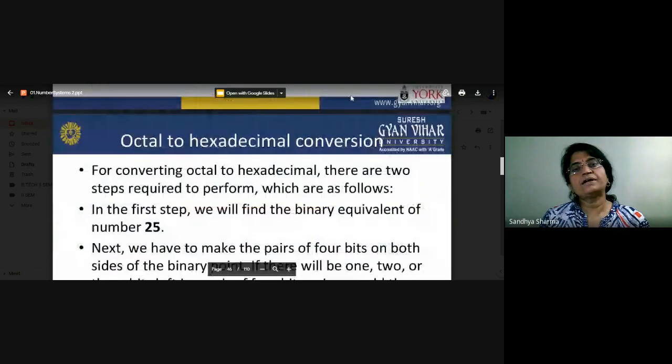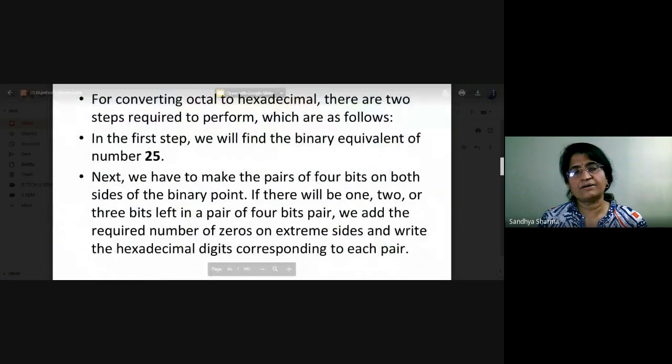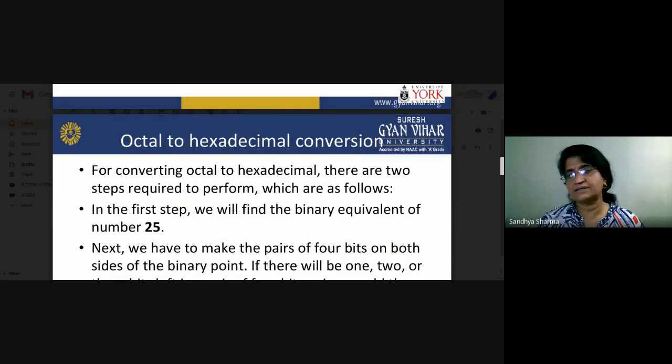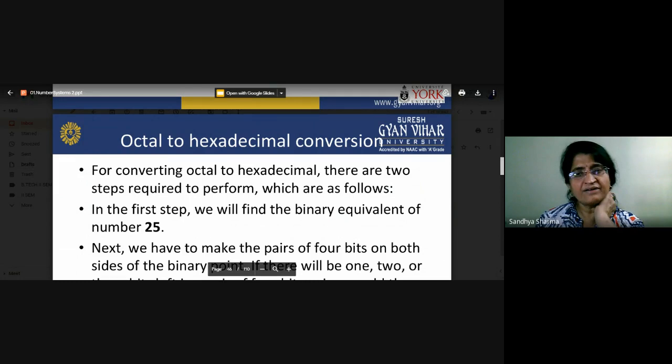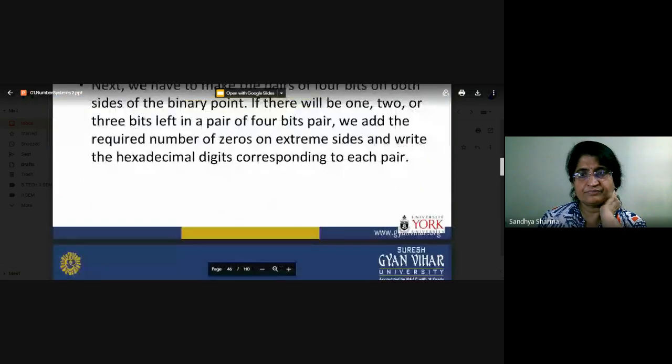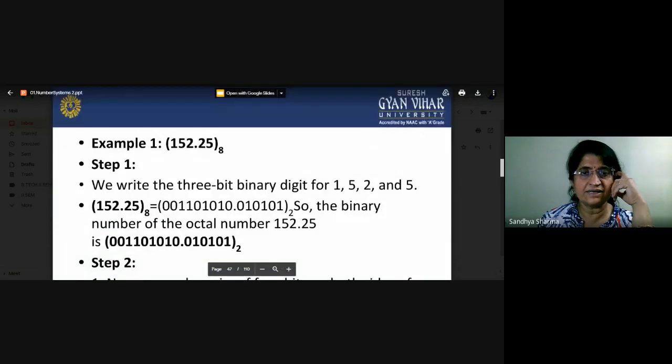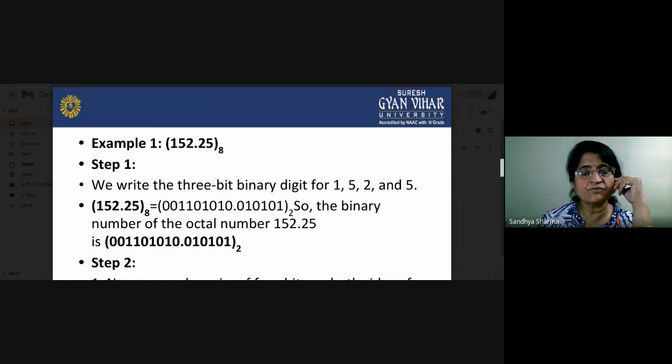Now octal to hexadecimal. Suppose you are given an octal number. So now what will happen? For octal to hexadecimal conversion, there are 2 steps required. In the first step, find the binary equivalent of 25, and then we will make groups of 4 bits at a time. Otherwise, we can also do it by another process, the multiplying process. So you have to see the multiplication rules for that.